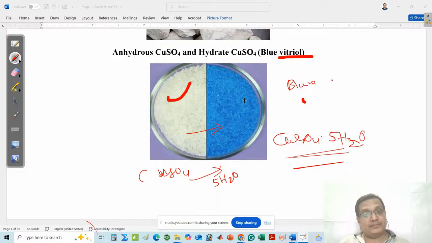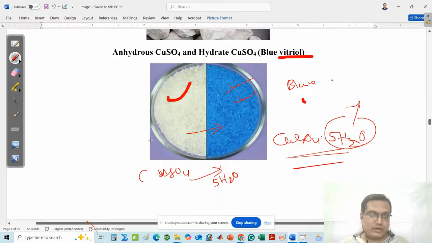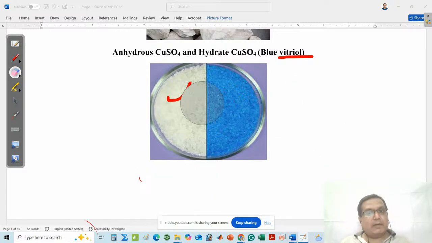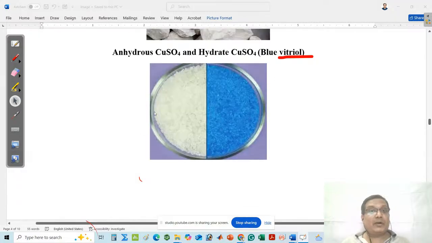Then you subject it to demoisturizing. That means you provide heat to the copper sulfate. Then the 5 water molecules vaporize and it is converted again into anhydrous copper sulfate. Such compounds are generally said to be hygroscopic compounds, and the property is said to be hygroscopicity.